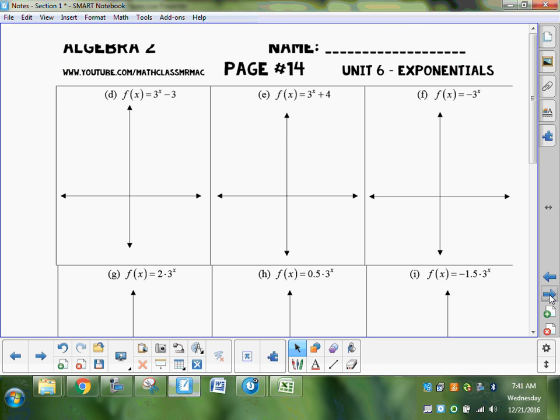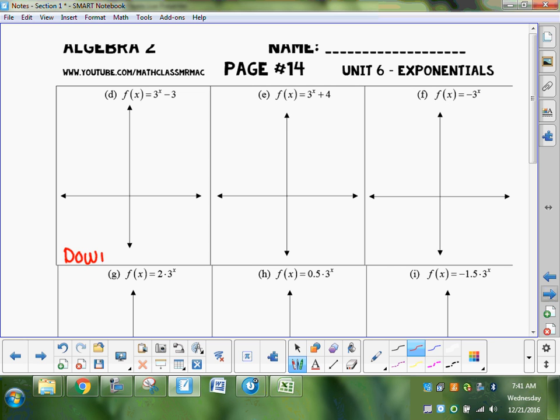We got to go over to the other page. What do you think happens in D? We can go through and just start listing out what these transformations will do. What do you think is going to happen in D? What transformation will we do? Yeah, this is going to end up being shifted down 3.